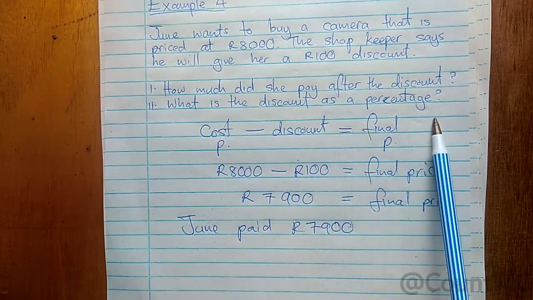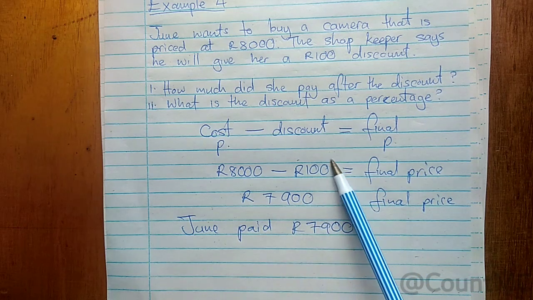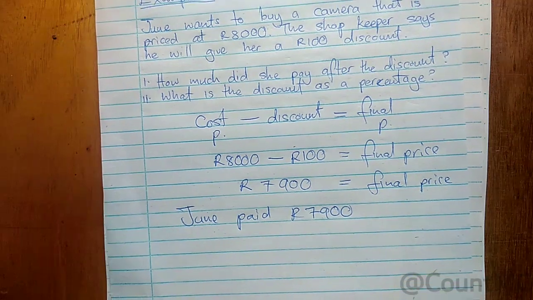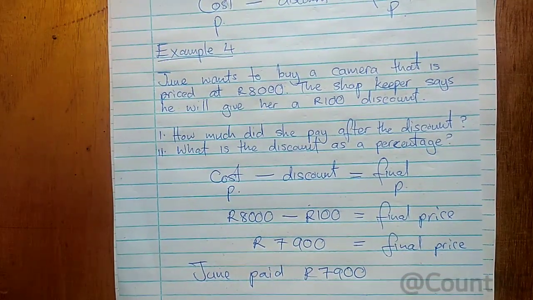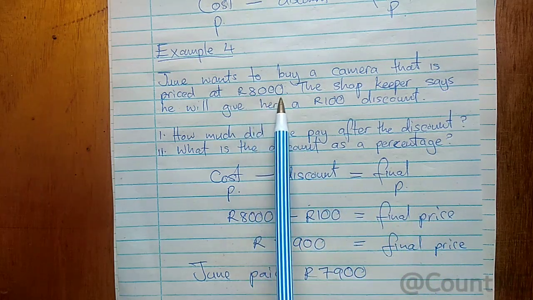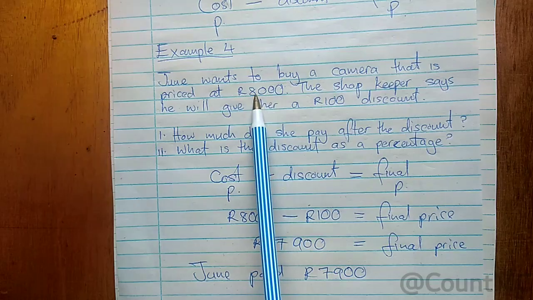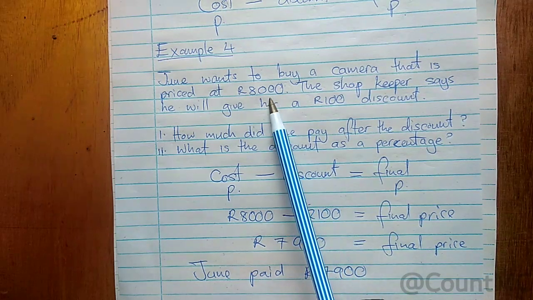What is the discount as a percentage? So we have the discount is 100 rand, but we want to know it as a percentage. Remember, you always apply 100% to the figure that has not been altered. The 8,000 rand has not been altered. This has been altered because it has been applied discount to it. This has not been altered.